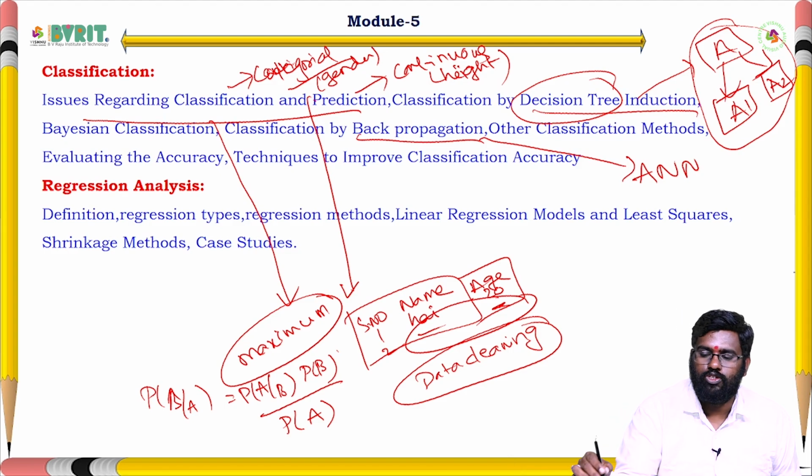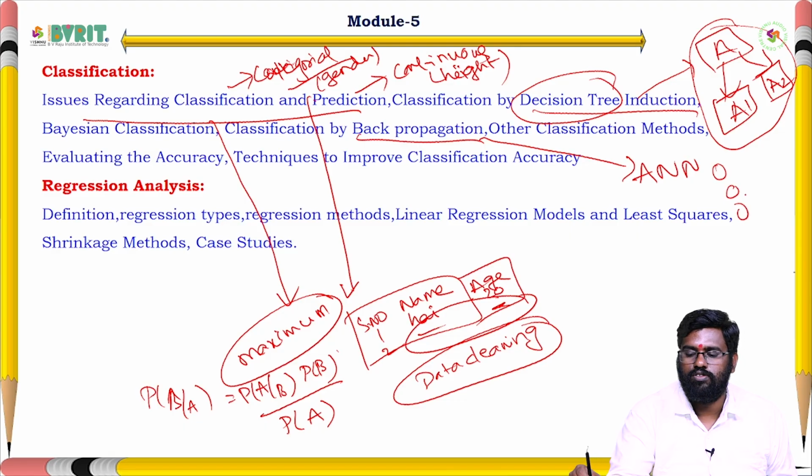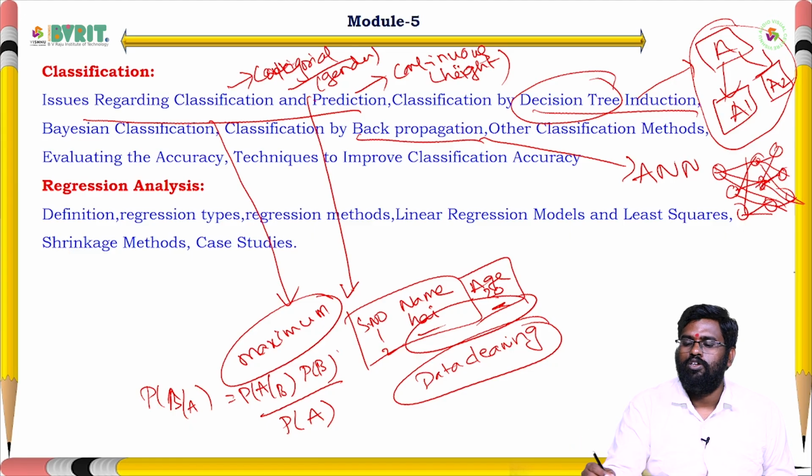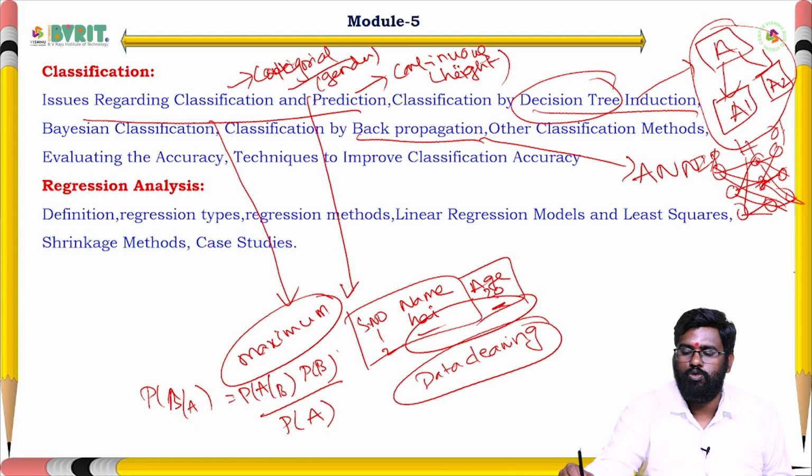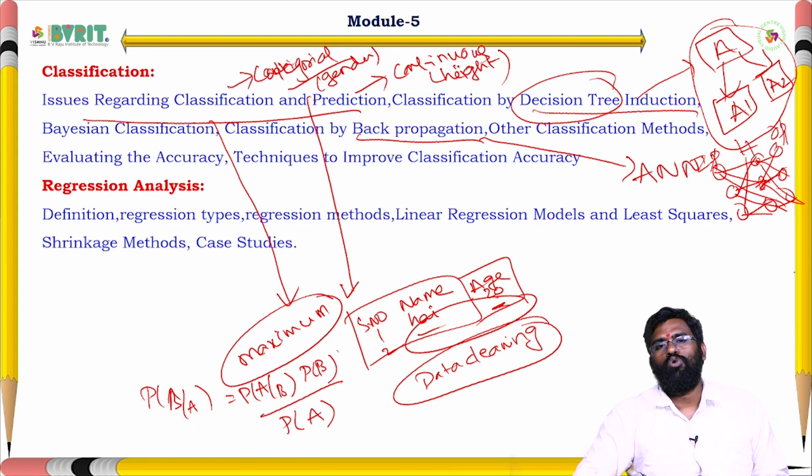Just like this, the structure will be there. These are input layers, these are hidden layers and this is the output layer. This is called the backpropagation algorithm.